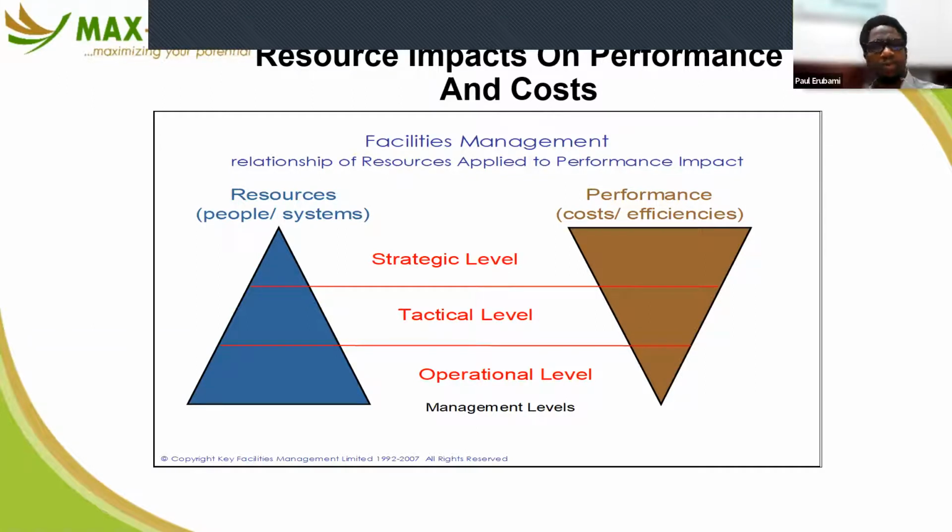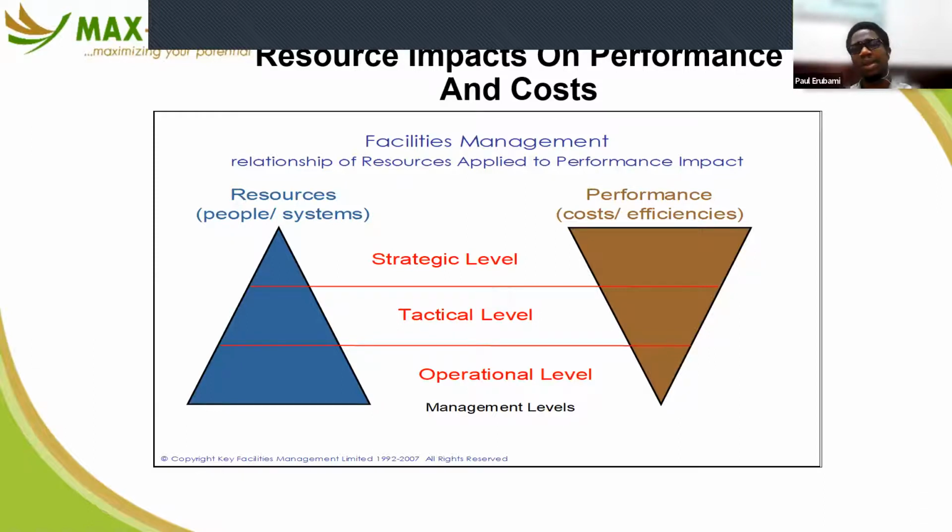If you look at the resources, the people, and the systems that go into that level, it is the largest, and that's why we use the triangle. At the bottom of this triangle sitting on its tail, we have the resources, people, and systems, highest, broadest, widest, largest at the operational level. On the opposite side, or parallel to this, is the performance cost efficiencies that are achieved if we are operationally focused.